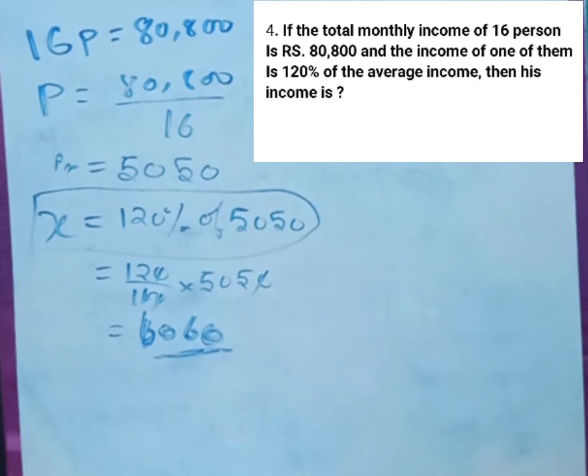So I think 6060 is the salary of that person. So 6060 rupees is his salary, right? So very easy, right? They have given that the salary of 16 persons is 80,800. So the average will be 5050, and they have given that one among them has a salary of 120% of the average salary of all of them. So the average salary is 5,050. Once you solve it, you will get 6,060 as that person's salary. So very easy, you just have to understand and frame an equation, and framing an equation for this question is not that big a task.